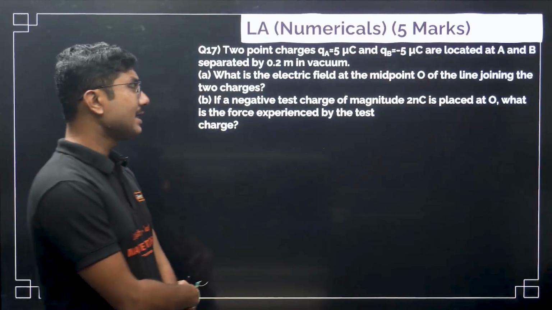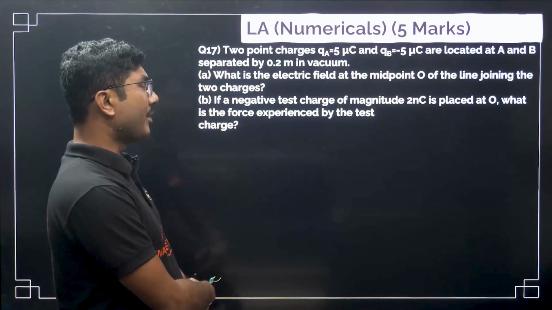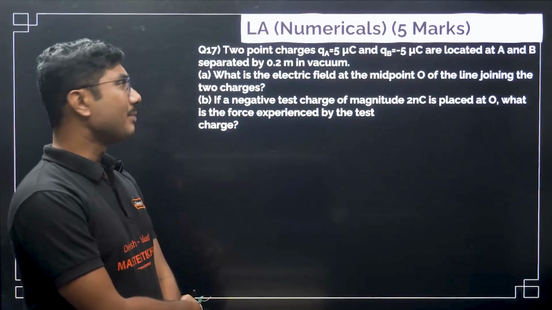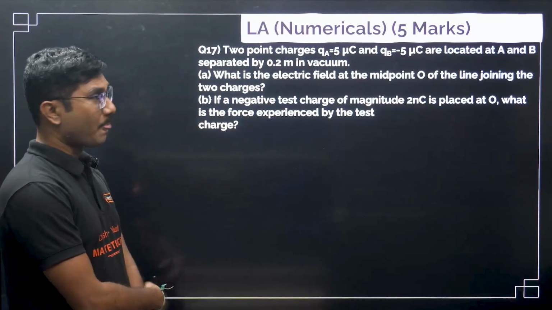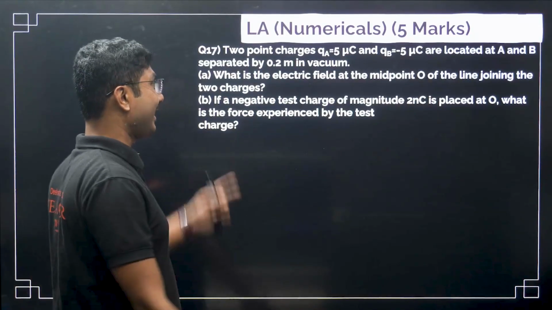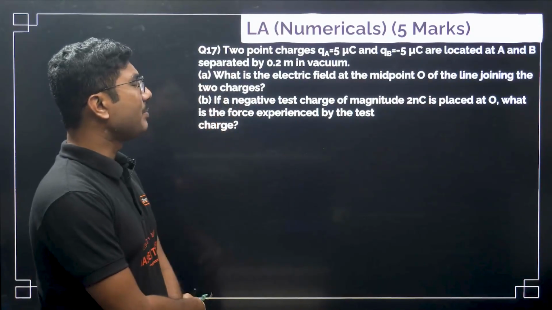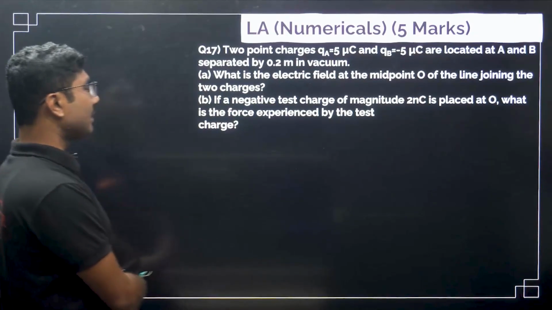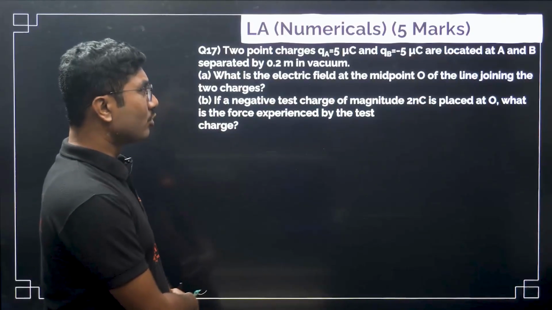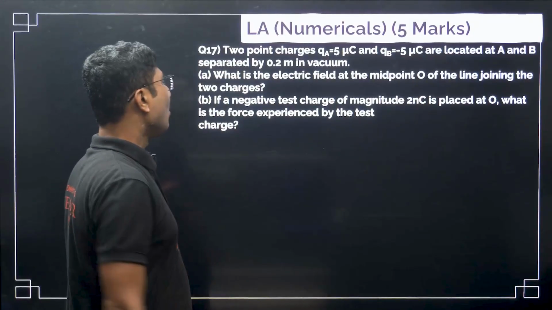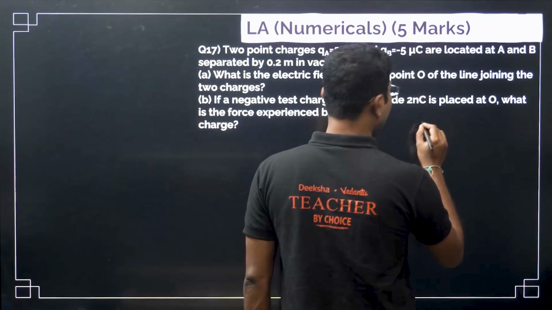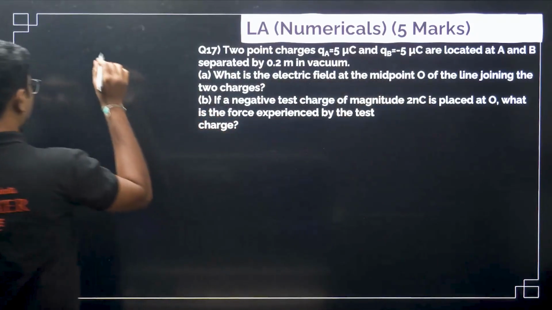2 point charges plus 5 microcoulomb and minus 5 microcoulomb are located at A and B, separated by a distance 0.2 meter in vacuum. So it is similar to that previous question, right? What is the electric field at the midpoint O of the line joining the two charges? If a negative test charge of magnitude 2 nanocoulomb is placed at O, what is the force experienced by the test charge? So here we have, let me draw the diagram over here.